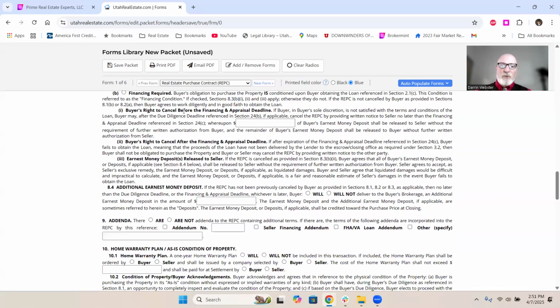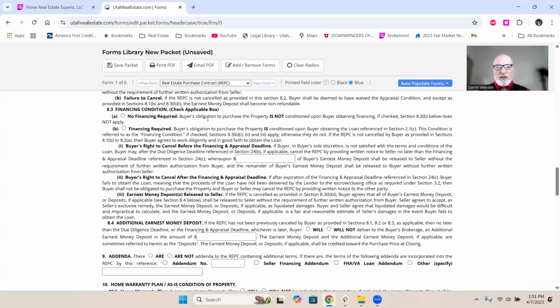Now, financing is required. Buyer's right to cancel before financing and appraisal deadline. Now, this gets kind of interesting because it says buyer's obligation is conditioned upon buyer obtaining the loan referenced. That condition is referred to as financing condition. If checked, if the REPC is not canceled by the buyer, provided in sections 2 or 3, the buyer agrees to work diligently and in good faith to obtain a loan. In other words, they have to go through with it.